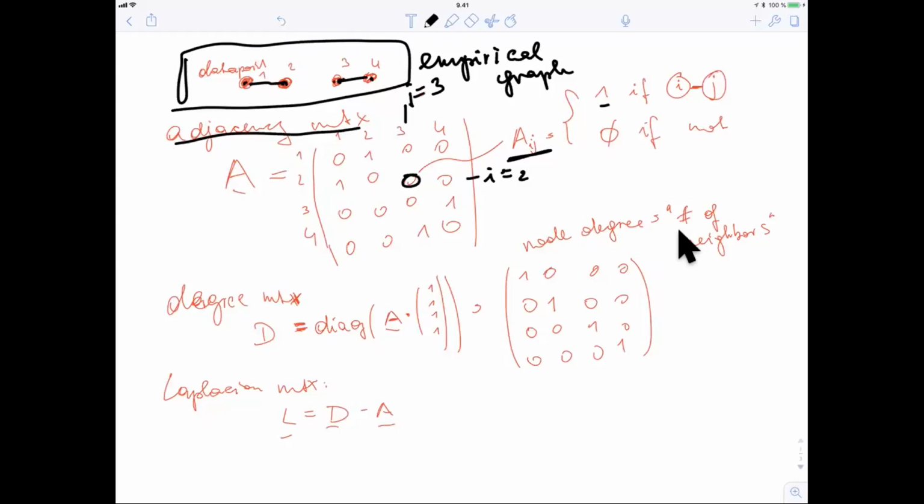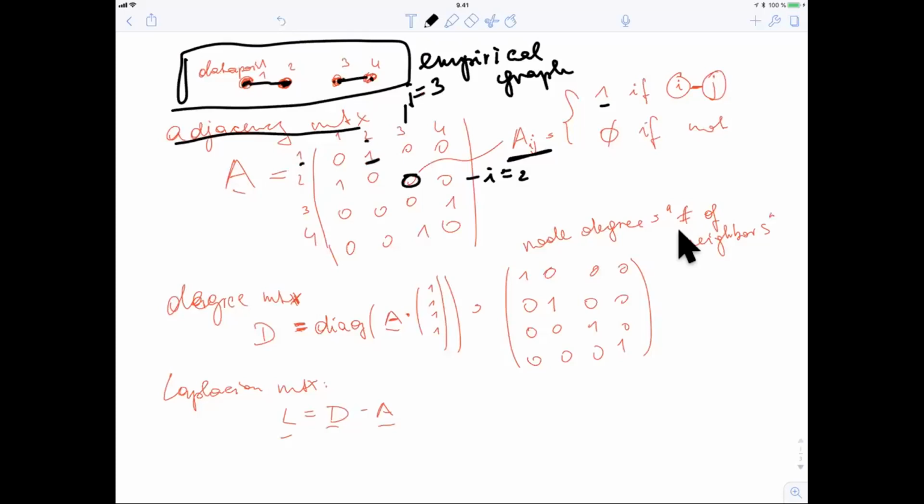For example, here in row 1 and column 2, there is a 1 because data point 1 is connected to data point 2. Okay, so that's pretty basic. Seems not too challenging or complex. So, adjacency matrix.